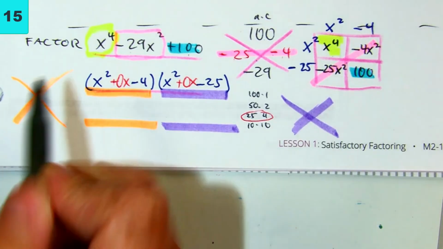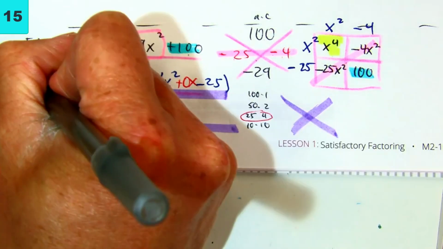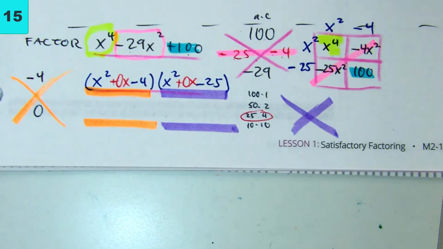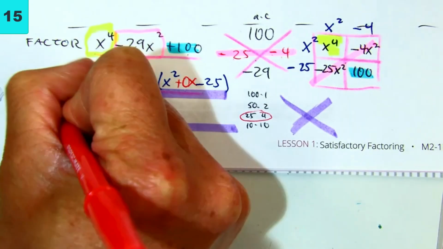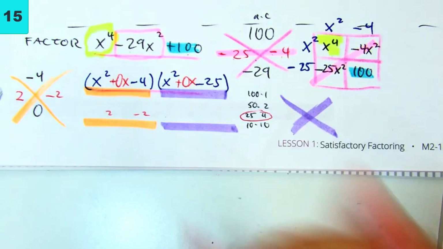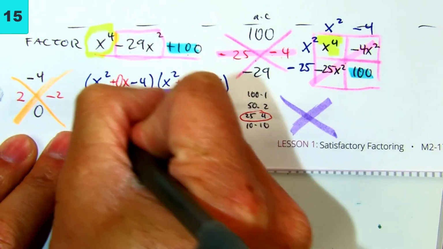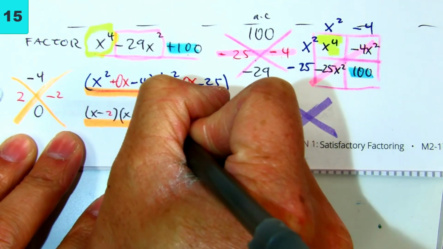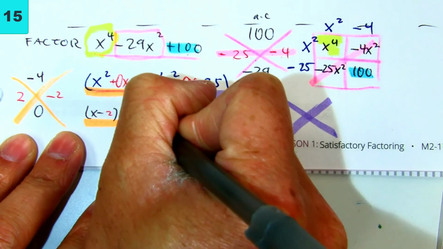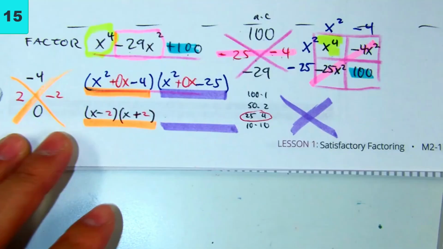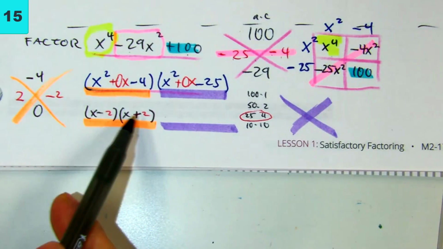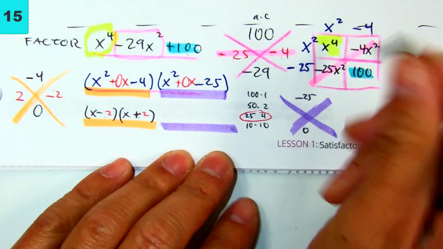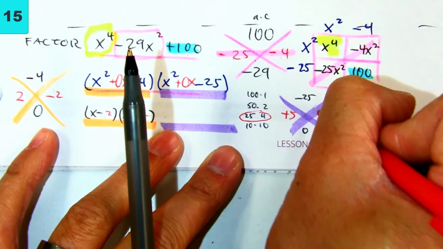Class, A times C? Negative 4. B value? 0. Two numbers? 2 and negative 2. So that means I have x minus 2 and x plus 2. Thank you. So 2 and then negative 2, and then what do you think this one's going to be? Positive 5 and a negative 5.